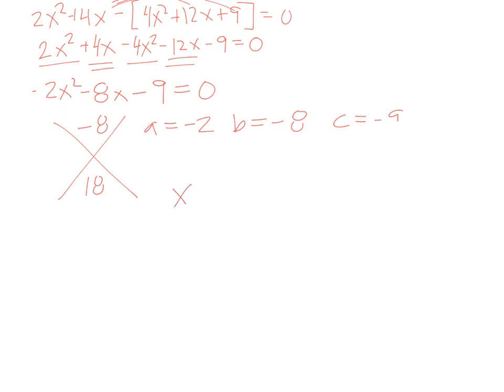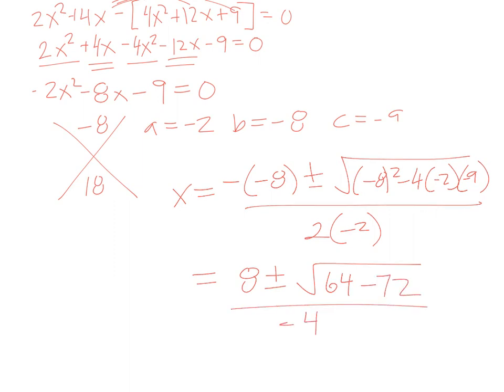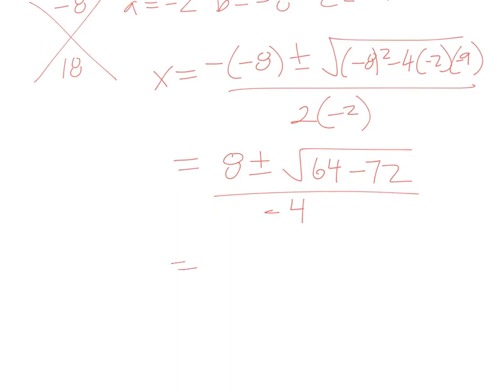Alright, so x is equal to negative b plus or minus the square root of b squared minus 4ac, all over 2a. Alright, and I have 8 plus or minus the square root of 64 minus 72, over -4. Then I get 8 plus or minus the square root of -8, over -4.